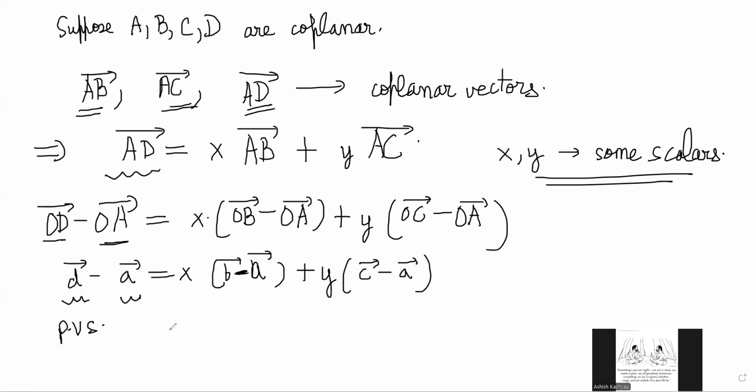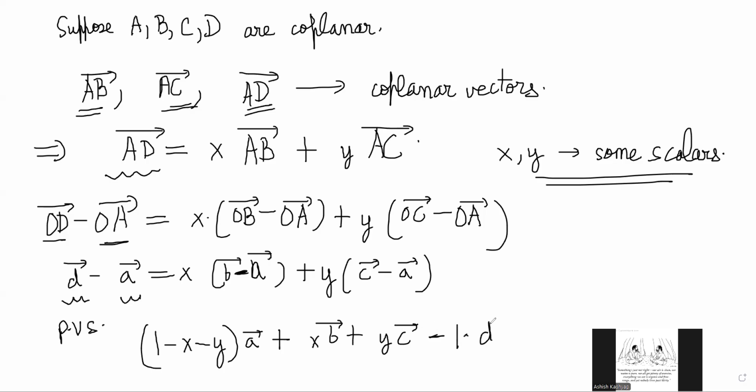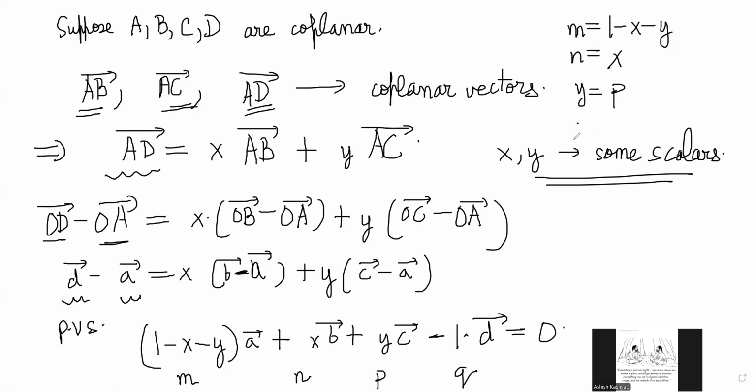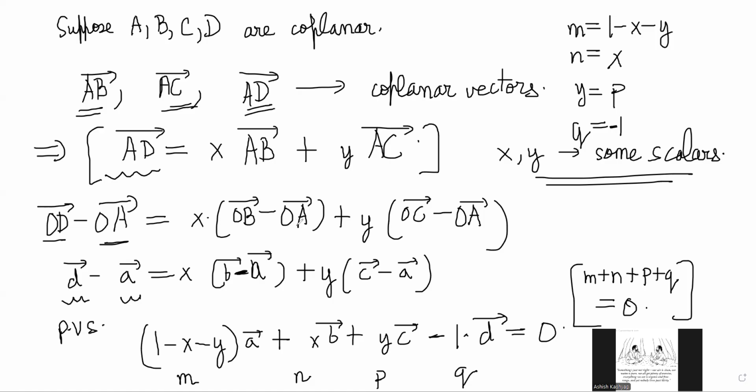And if you collect everything on one side, you will get 1 minus X minus Y times A plus X times B plus Y times C minus 1 times D is equal to 0. And now we can say that these are my M, N, P, and Q. So M is 1 minus X minus Y, N is X, P is Y, and Q is basically minus 1. So you can clearly see that M plus N plus P plus Q is equal to 0. So if you are given the position vectors of 4 points, and the 4 points are coplanar, we are able to make 3 coplanar vectors out of them and use the condition for 3 vectors to be coplanar and basically prove our theorem.